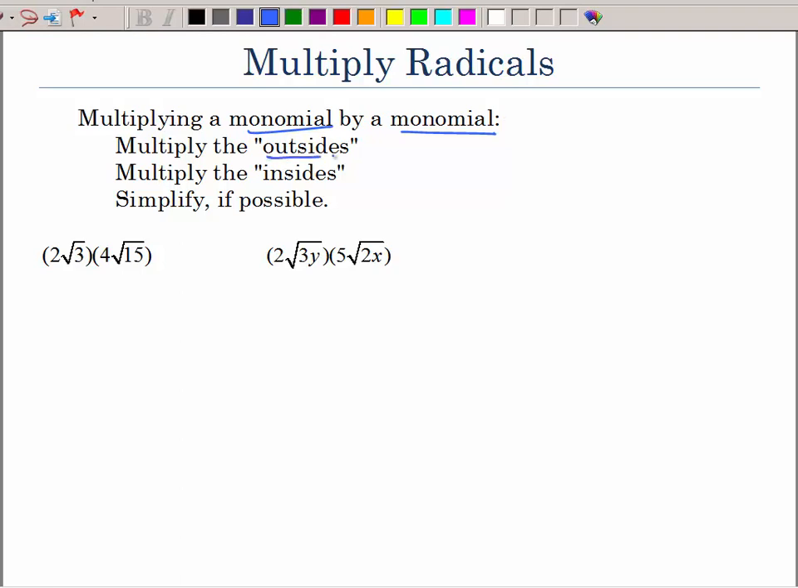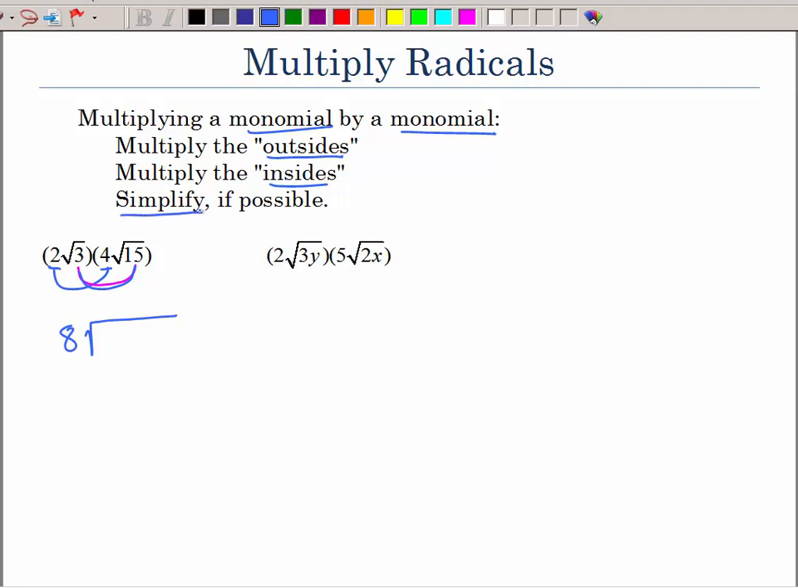So we're going to multiply the outsides of the radicals, and we're going to multiply the insides of the radicals. And then we're going to simplify. Okay, so let's look at this first example. 2 times 4 is 8. That's the outside. Then the square root, 3 times 15. Now that is 45.